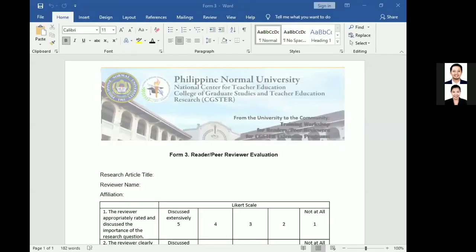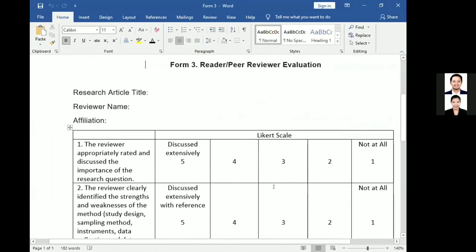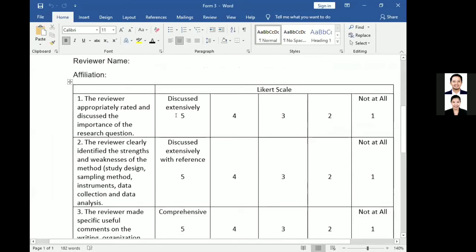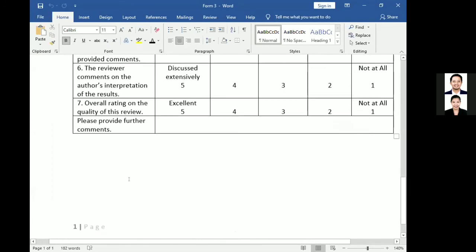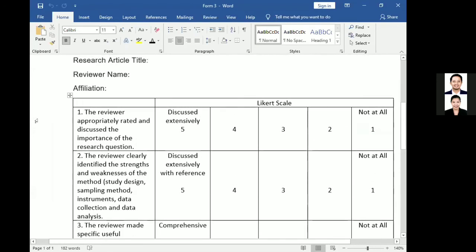Lastly, let me share form number 3, which we will not be giving you. This is form number 3. This is what we are going to use in order to screen and grade you in your peer review. We will write there the reviewer name, and then these are the Likert scales. I just would like to read. There are only 6 points that you will be graded on.